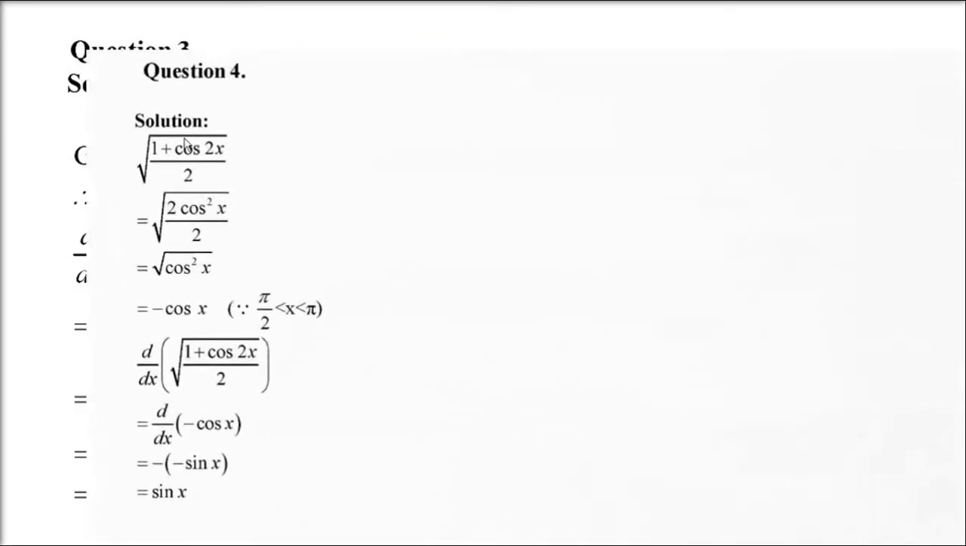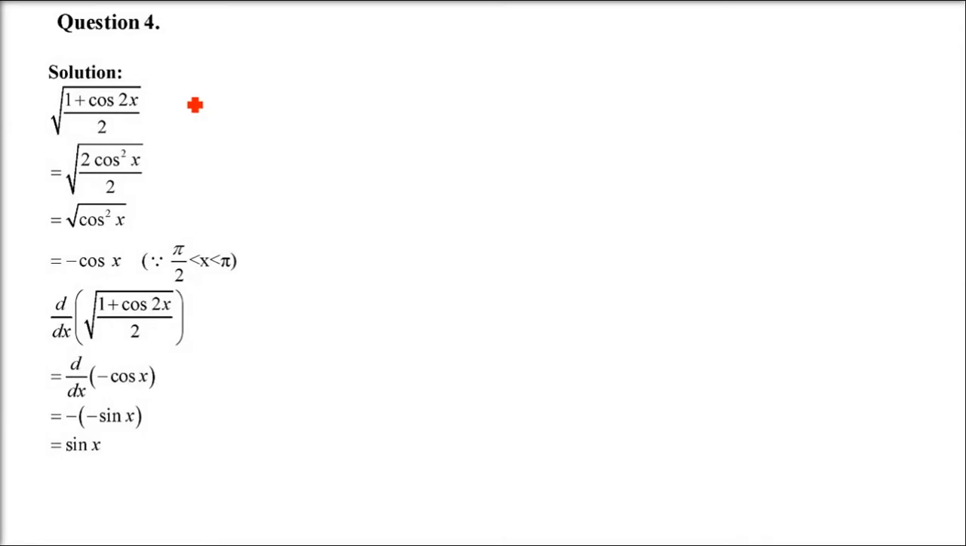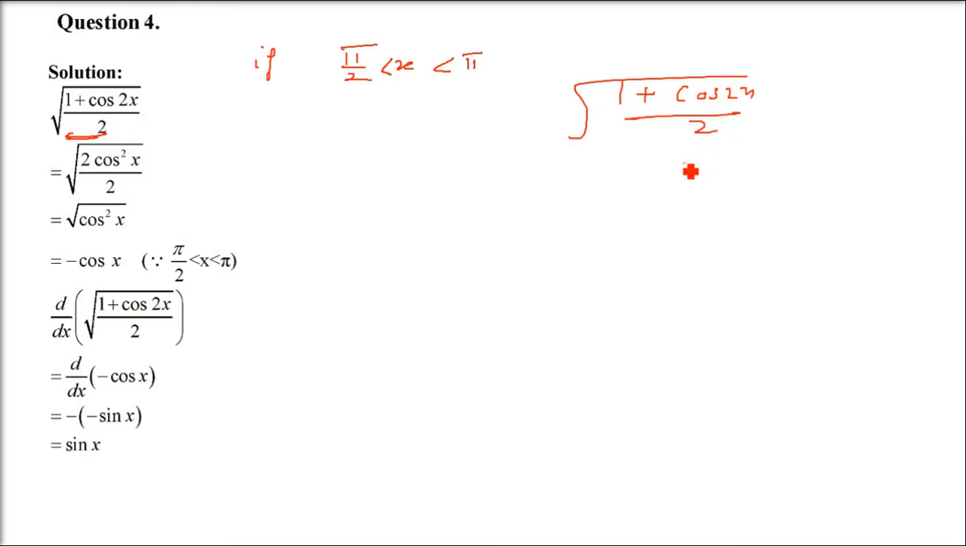So now coming to question number 4. It's given that x is between pi by 2 and pi. Then find d by dx of under root (1 plus cos 2x) by 2. So 1 plus cos 2x is what? 2 cos square x. 2x by 2 gives x only. Divided by 2, cancel these 2. Under root cos square x.